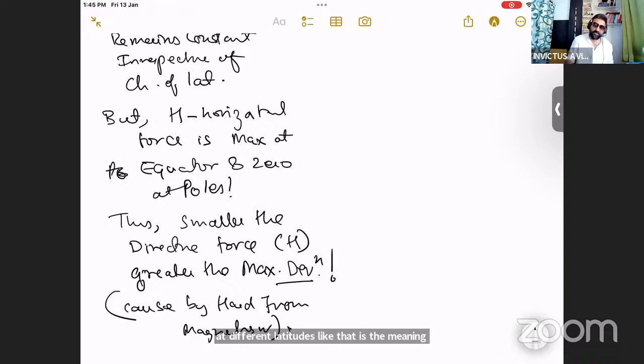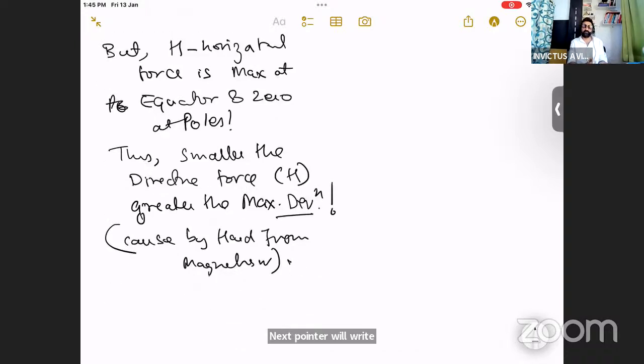Next point you will write, hard iron deviating effect increases towards the poles and is minimum at the magnetic equator. Why? Because it's associated with H reducing, not the vertical component. So indirectly they are associating it with H, but the impact is the same as the VSI only. You see the difference in keywords, students?